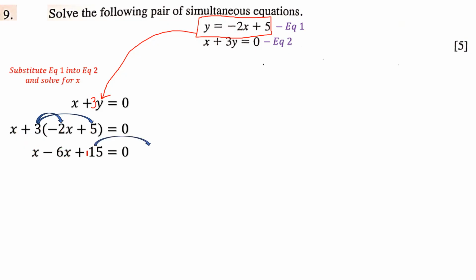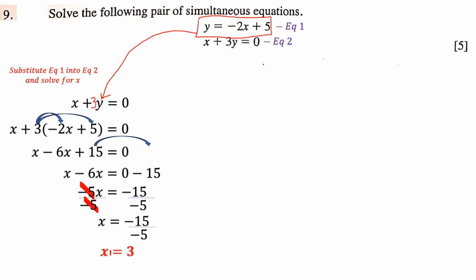We send the 15 over the equal sign, and it becomes negative 15. So we are left with 0 minus 15 and x minus 6x. X minus 6x is just negative 5x, and 0 minus 15 is negative 15. We divide both sides by negative 5. We cancel the negative 5 with the other negative 5, leaving us with just x. Negative 15 divided by negative 5 is positive 3. So x is equal to positive 3.